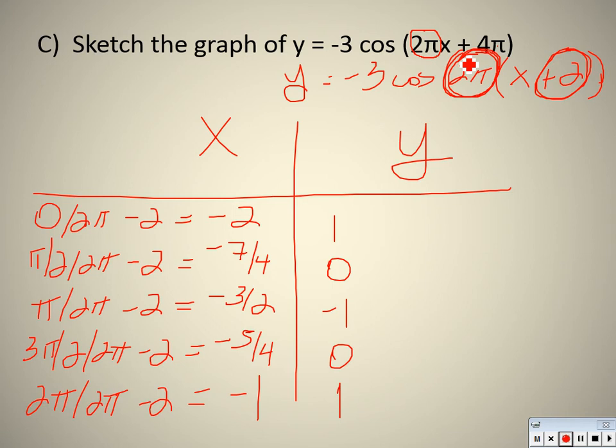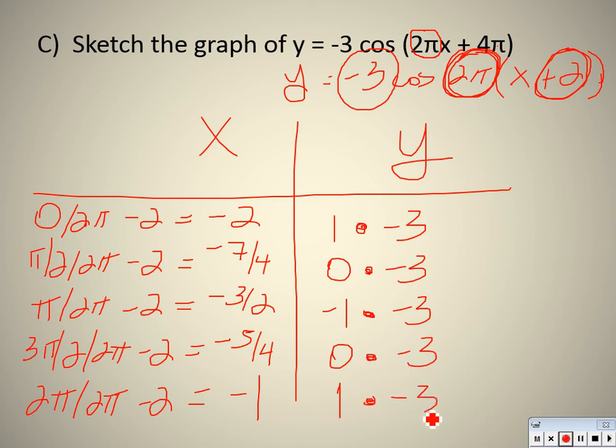So then I have my y values. Well, if you notice in this equation, the only thing that's going to impact my y values is this negative 3 right here. So all of my y values are going to get multiplied by negative 3. So when I multiply this out, 1 times negative 3 is negative 3. 0 times negative 3 is 0. Negative 1 times negative 3 is positive 3. 0 times negative 3 is 0. And finally, 1 times negative 3 is negative 3.